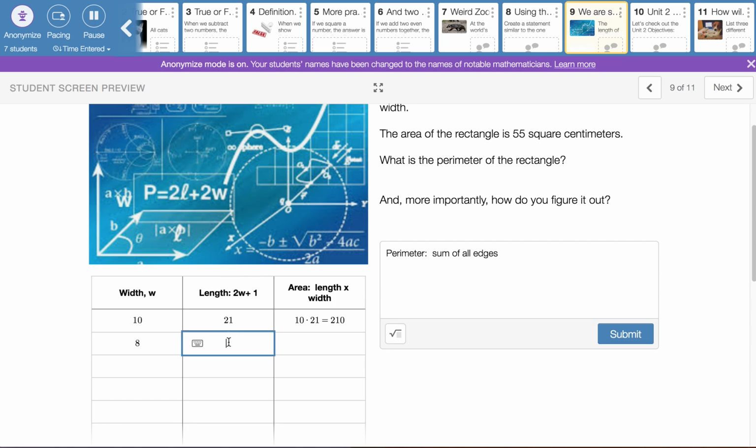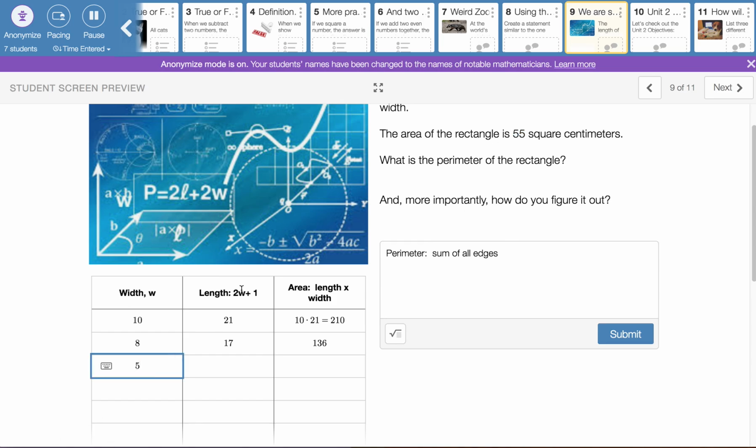Maybe I try 8. 2 times 8 plus another 1 would be 16, plus 1 is 17. And then I need 8 times 17. That is 136. Asking my calculator for some help. I'm hoping for 55 for an answer, and it's still not there. Let me chop down further.